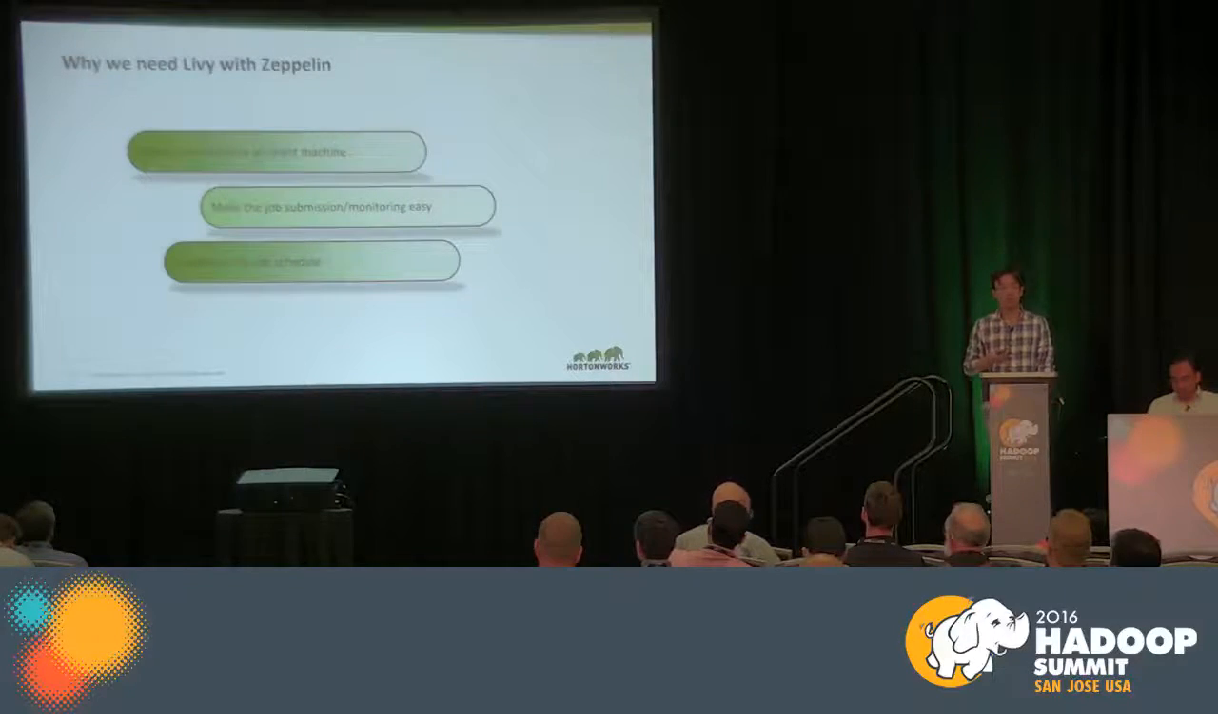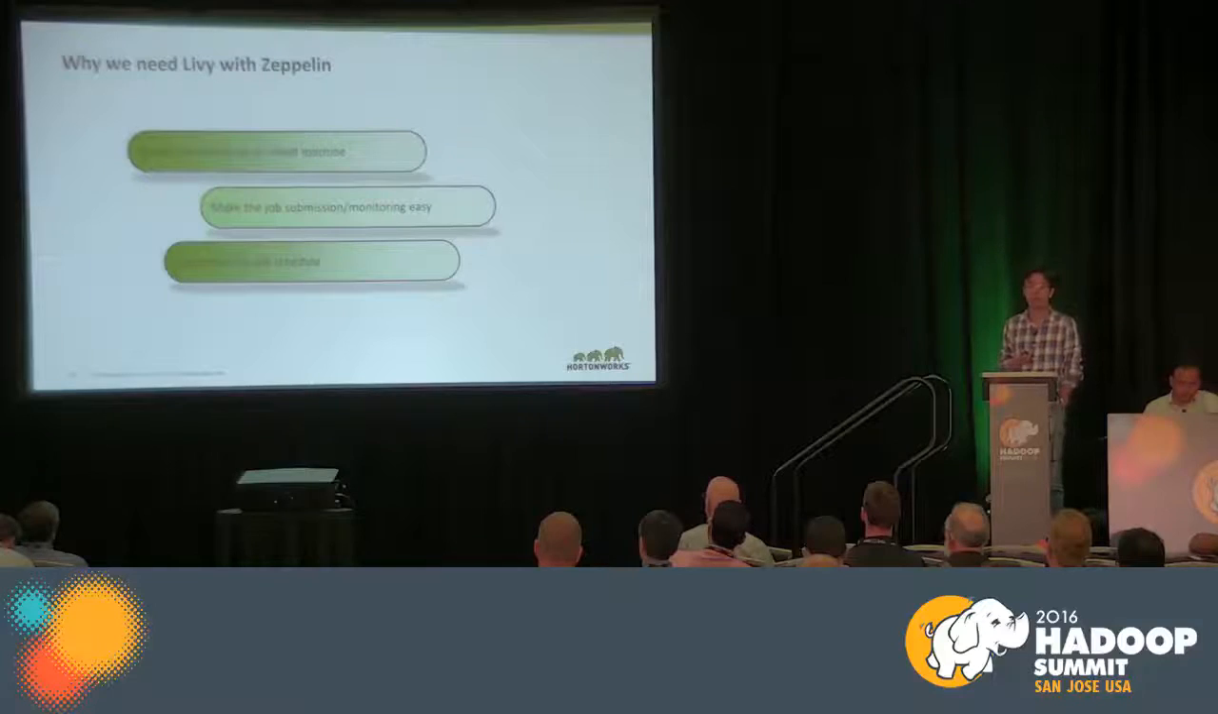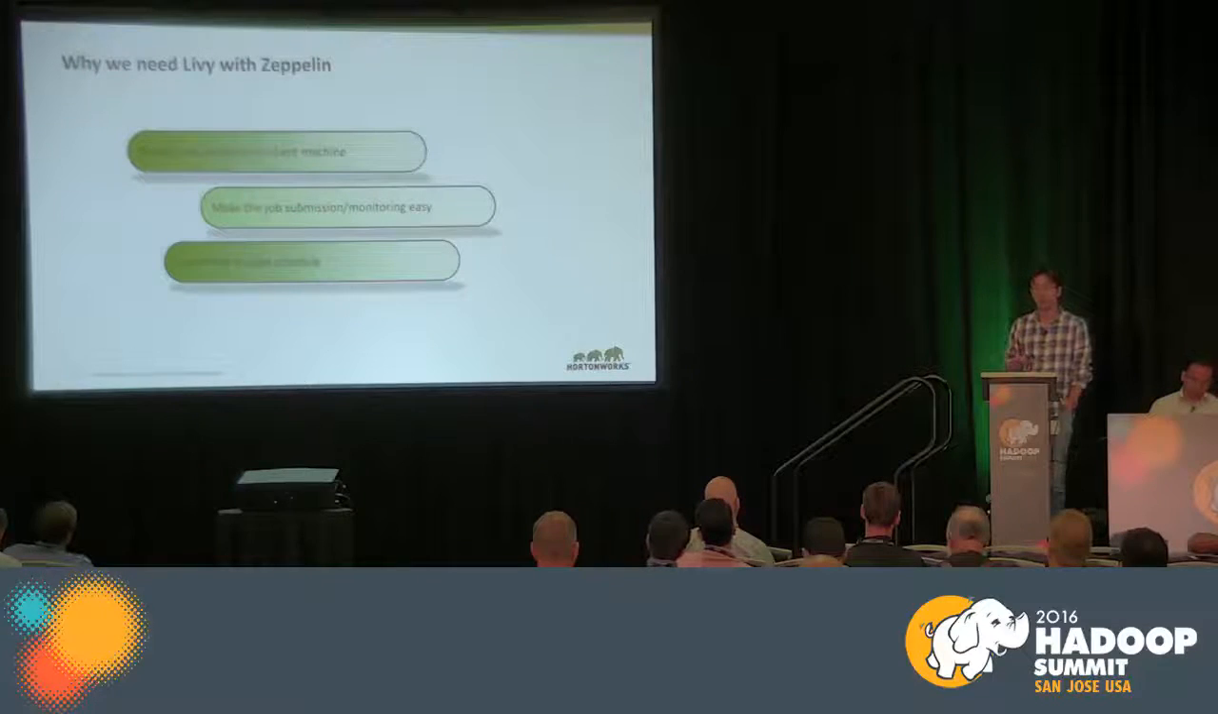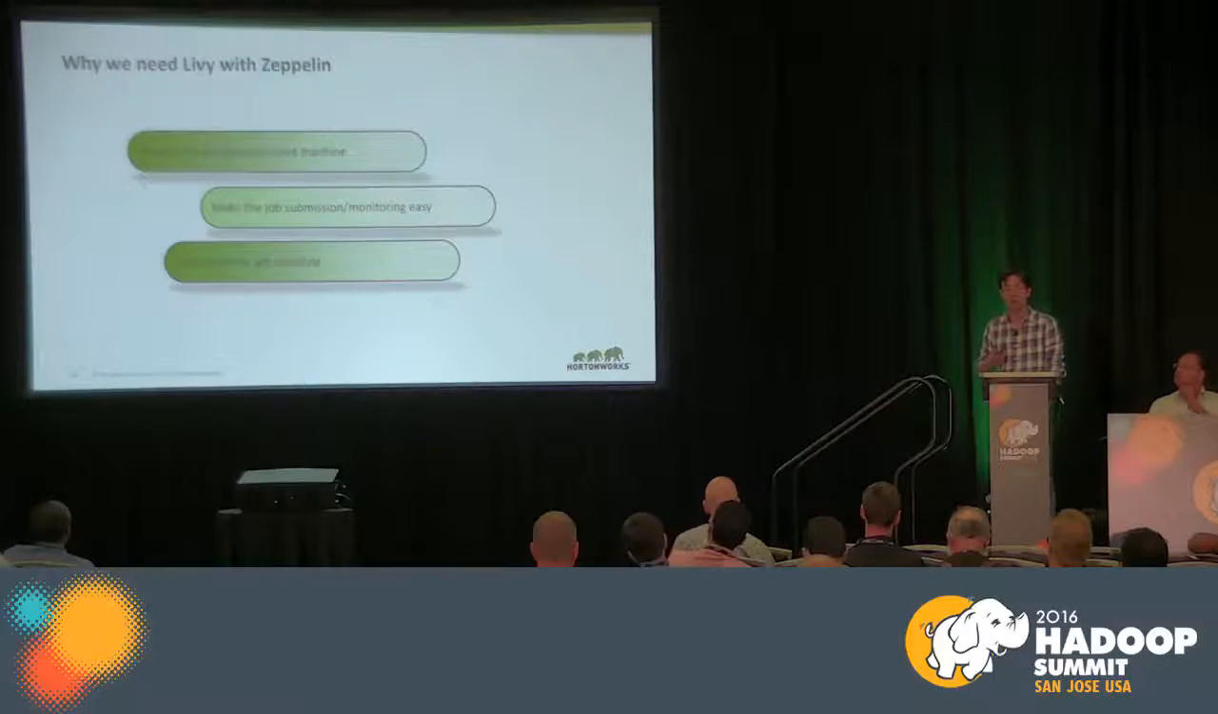So overall, Livy is just a central place to submit Spark jobs. And it can bring us several benefits. First is that it can reduce the pressure on the client machine. Nothing will happen on the client machine. You just need to call the REST API. And the second is that it can make job submission and monitoring much easier. Without Livy, when you need to submit a Spark job, you need to install Spark on your client machine, and then you need to use the spark-submit script to submit your Spark jobs. But with Livy, you just need to call the REST API. You do not need to install anything on your client machine.